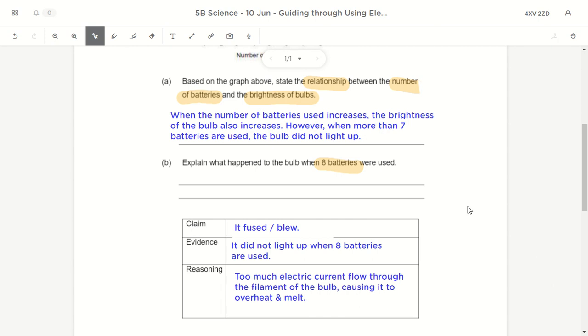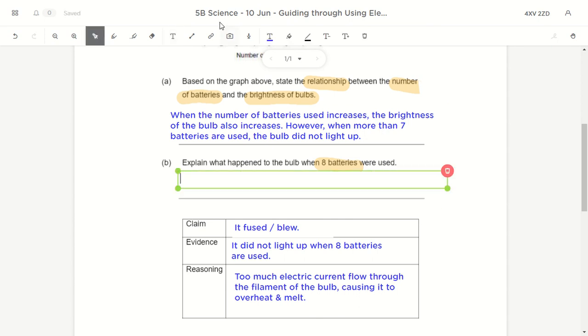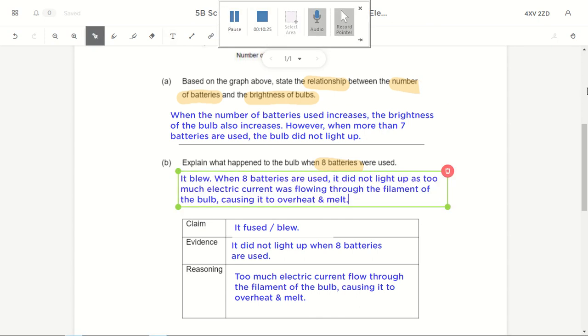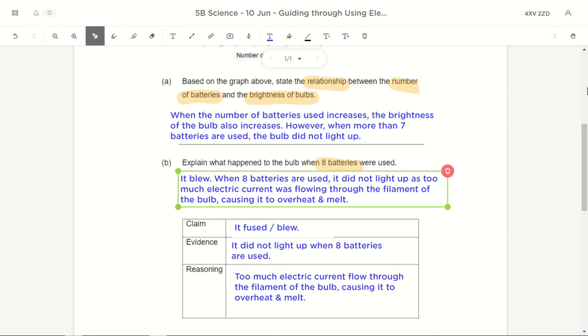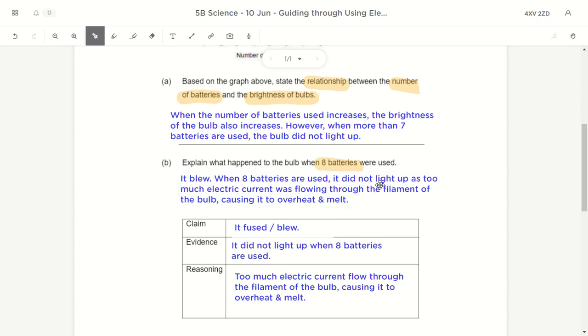Okay, so I'll just do a fast one. I just want to combine all this down in a box over here. Right, so I combine all these three sentences, not exactly just copy, but I rewrote it. I have the luxury of rewriting it because I can see what I'm writing here, and then I rephrase over here. So basically it blew. Why? Because when 8 batteries are used, it did not light up. This is the evidence that I see from the graph. And why it did not light up? Because too much electric current was flowing through the filament, causing it to overheat and melt. Okay, so this is question 12. I do with you to show you how it is done.